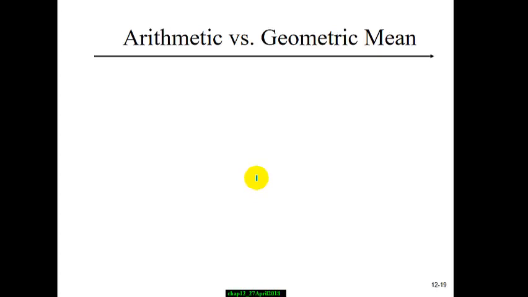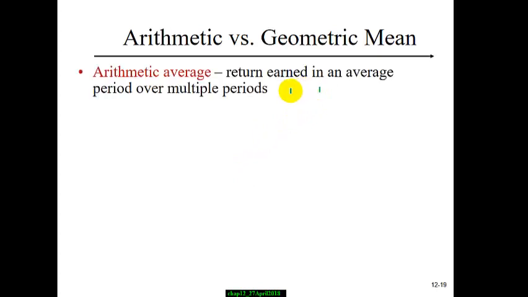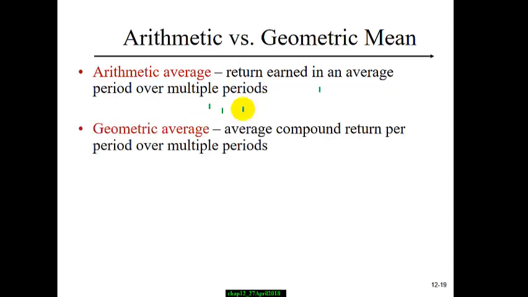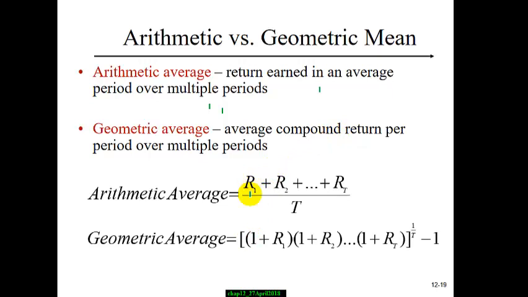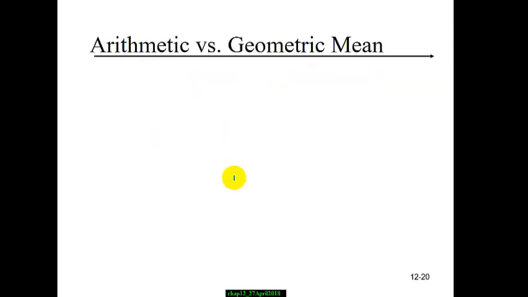I'm going to talk about the two ways to calculate the average. One is the arithmetic average, the other is the geometric average. The arithmetic average is simply the simple average return we used in the previous lines. The geometric average considers the compounding effect. So the following are the formulas. First let's look at the overall. Which one is better?